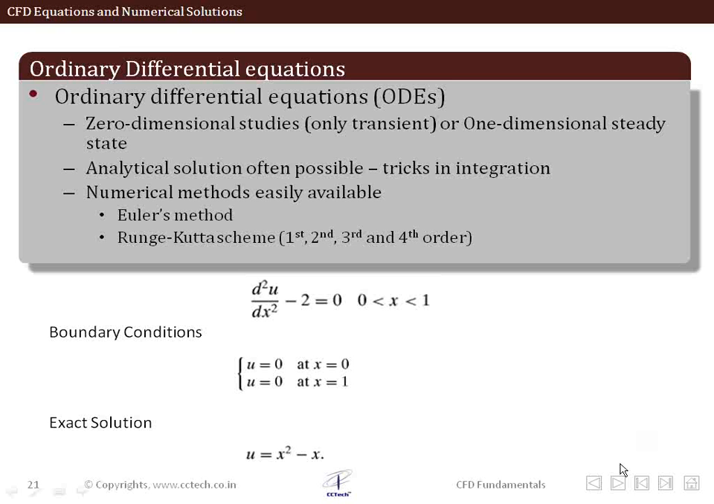So let's have a look at ordinary differential equations, how we find solutions to them. Now these ordinary differential equations can be zero-dimensional studies. When I say zero-dimensional, it is being differentiated only with respect to time, so it's a transient problem. We may also have one-dimensional steady-state problems, as we'll be seeing in this example. It's a one-dimensional steady-state problem in which, again, the independent variable is only one, which in this case is x. In some other cases, dynamic studies, we may also have only time as the only independent variable.